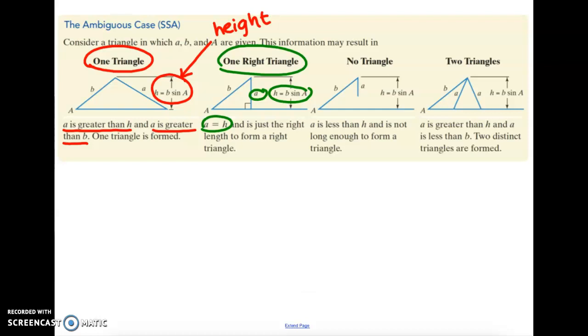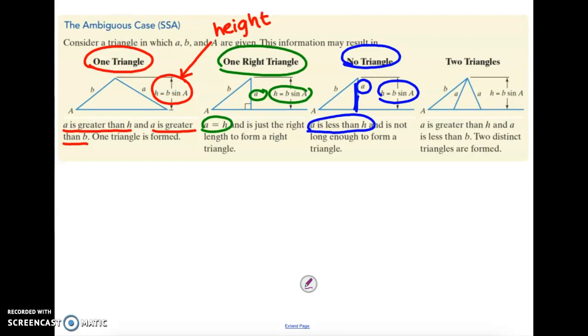All right, scenario 3, when no triangle exists. So you can kind of see the image there where the a value is smaller than your height. So you cannot then connect that length down. So you'd say no triangle exists. So we'll have an example of this one in our videos.